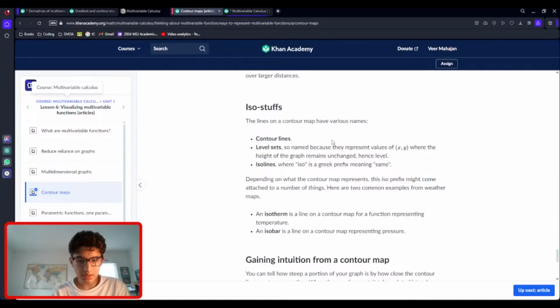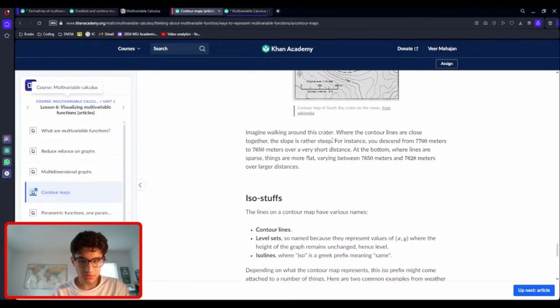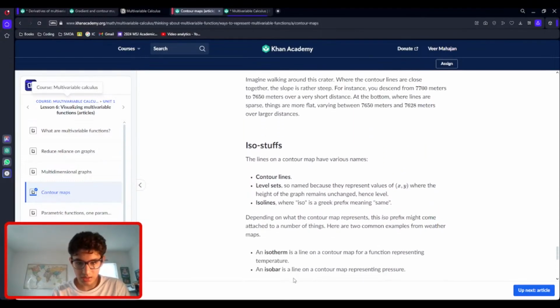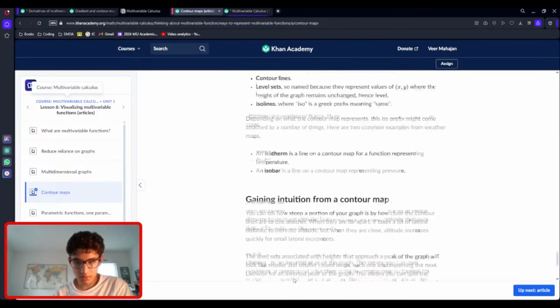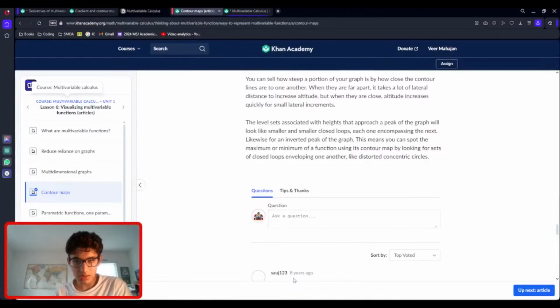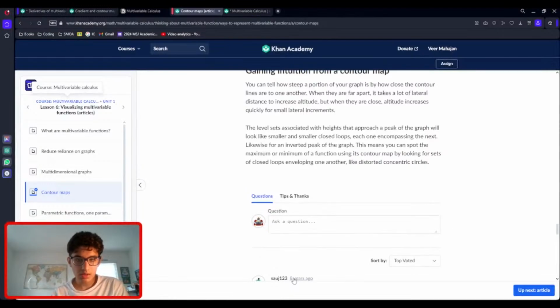Okay. Now this is getting a bit more into geography stuff, right? Isobars and isotherms. I don't want to do that. Let's skip it. Okay, I think that's good. And the smaller and smaller things mean you're going to a peak, which makes sense because it's getting closer and closer to that point right there. Like for an inverted peak of the graph. Yeah, okay, that also makes sense.